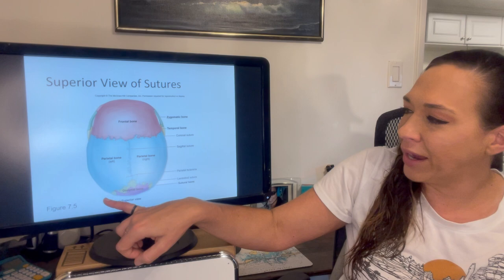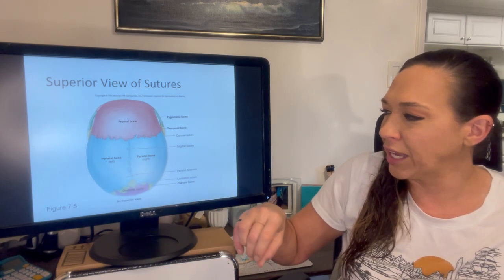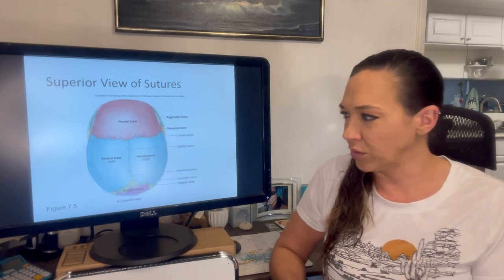Now, going along the back here, this is the lambdoid suture, going back here, and that's going to be separating your occipital bone from your two parietals.